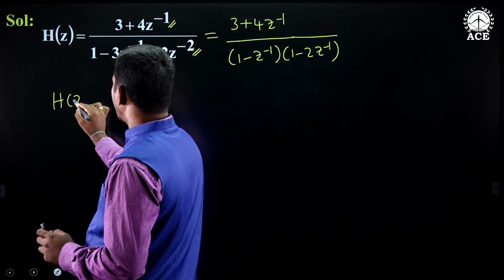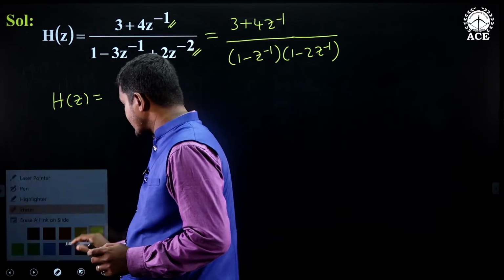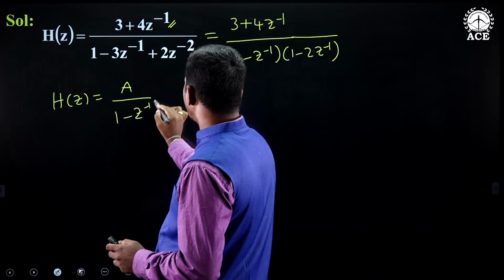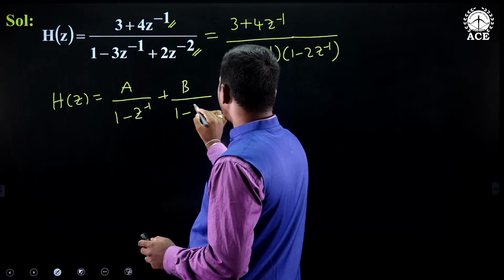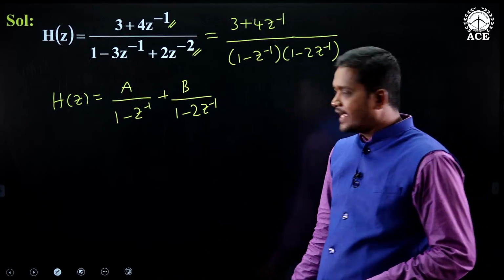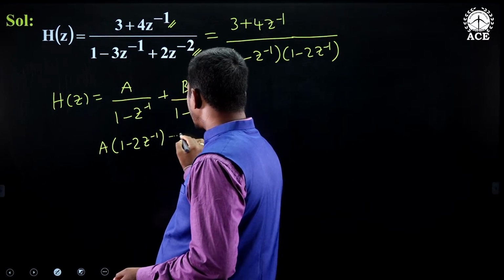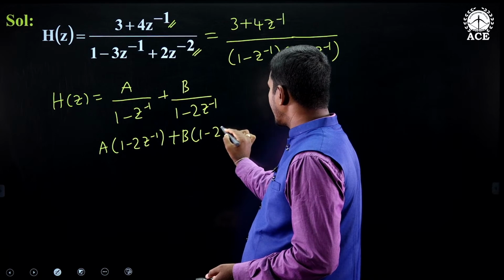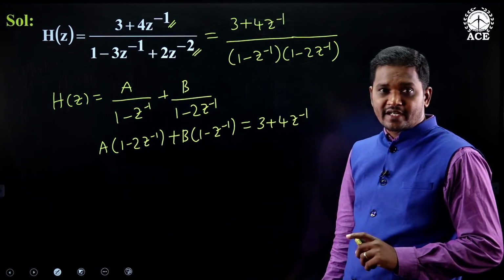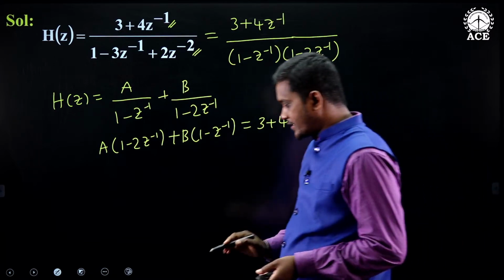H of z equals to, tell me, what are the partial fractions? A divided by 1 minus z inverse plus B divided by 1 minus 2 z inverse. Are these the partial fractions or not? Find A and B. A into 1 minus 2 z inverse plus B into 1 minus z inverse equals 3 plus 4 z inverse. Use any procedure for finding partial fractions, your comfortable procedure, okay?